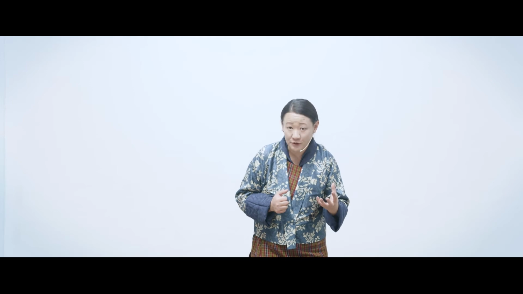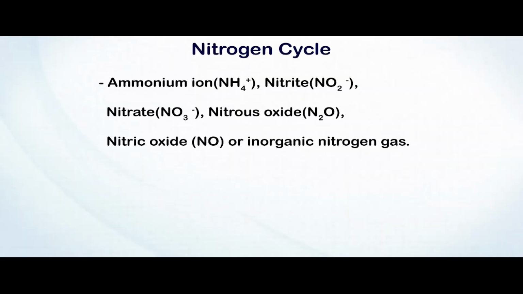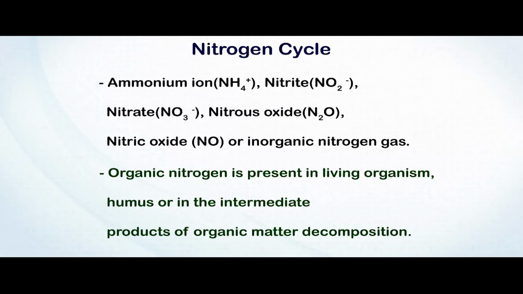Nitrogen is present in the environment as a wide variety of chemical forms, including the organic nitrogen, ammonium, nitrite, nitrate, nitrous oxide, nitric oxide, or inorganic nitrogen gas. Organic nitrogen may be in the form of a living organism, humus, or in the intermediate process of organic matter decomposition. Nitrogen cycle transforms nitrogen from one form to the other. Many of these processes are carried out by the microbes.